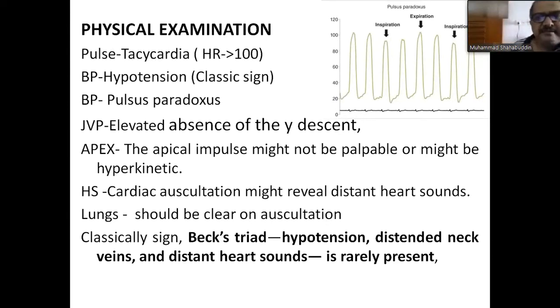The apical impulse might not be palpable or might be hyperkinetic. Cardiac auscultation reveals distant heart sounds. Lungs should be clear on auscultation. There is a classical sign, that is Beck's triad: hypotension, distended neck veins, and distant heart sounds. Though it is rarely present, in the exams most of the teachers are very fond of this triad, Beck's triad.